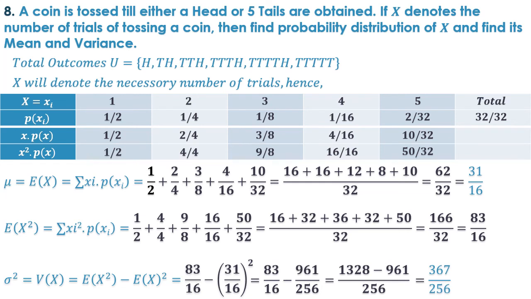Your answer is 367 upon 256. So this is the variance of this particular distribution. So mean is 31 upon 16 and the variance is 367 upon 256. These are 3 marks kind of sums which are many times asked in your board exams. Let's move on to the last question of this particular exercise.